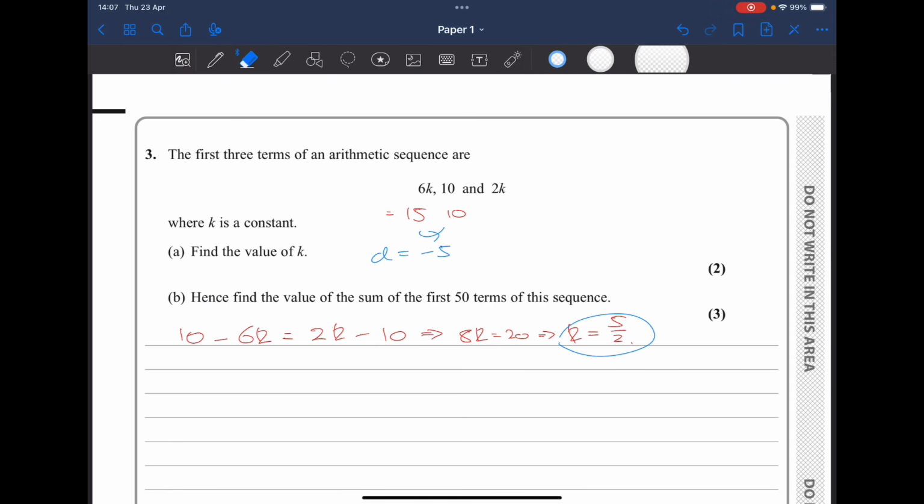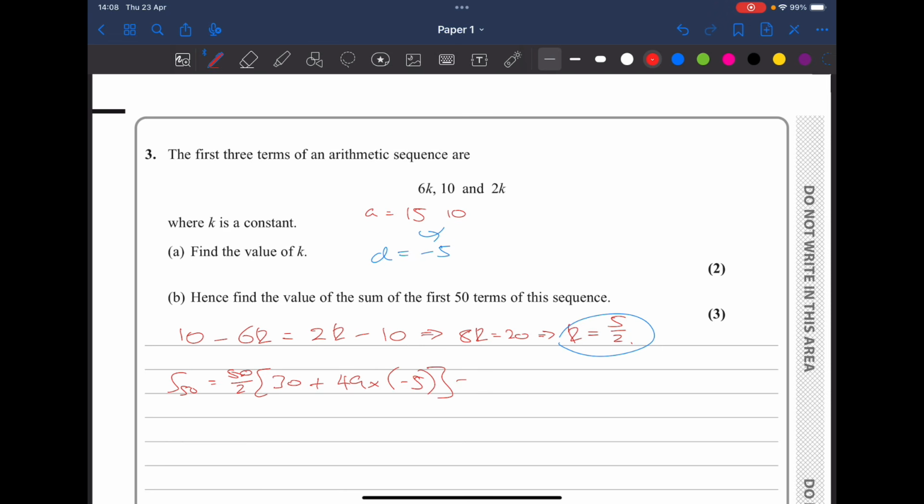That a looks very d-ish. a. There we go. So the sum of the first 50, using that formula, we need to have 50 over 2 times by twice the first term. So 2 times 15 is 30, plus n minus 1, so 49, times by the common difference of that, minus 5.